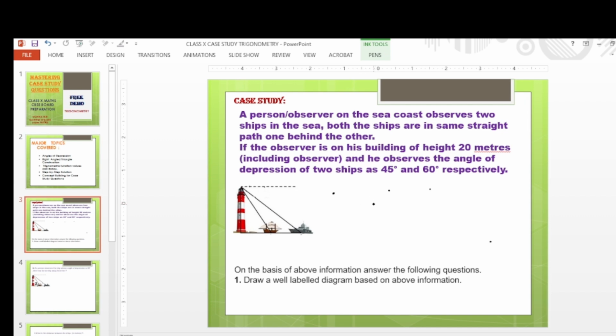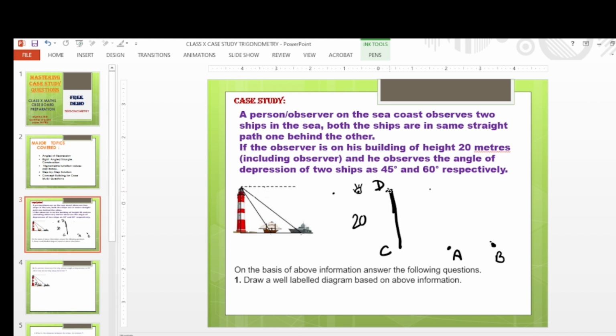First, we'll draw a building and label it. So let's draw a straight line. Don't mind if I'm not using the tools here. This is a straight line, and I'm labeling it, this is the building, it's vertically straight, C and D. And what is the total height? 20 meter. And the observer is here, included in the height. So the observer, I'm making an I, but for your understanding, you don't make it. The observer is here and he is looking at the two ships. Let's draw the two ships here. First is A and another ship here, I'm drawing B.